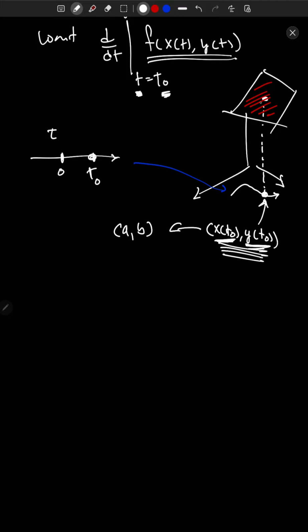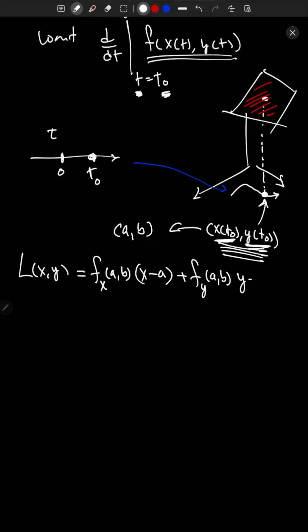So the tangent plane at this point a comma b. Let me write down the formula we got from the discussion last time. That's going to be L of x comma y is equal to the derivative of f at a b. I was writing it with the partials last time, but let's use our other notation: f sub x at a b, x minus a, plus f sub y at a b, y minus b, and then plus f of a comma b. This was our equation for the tangent plane from the last lecture.